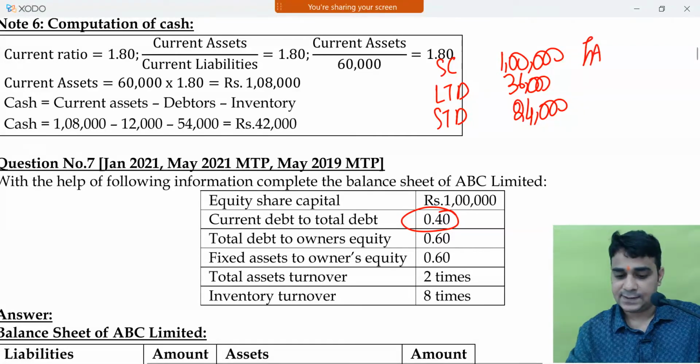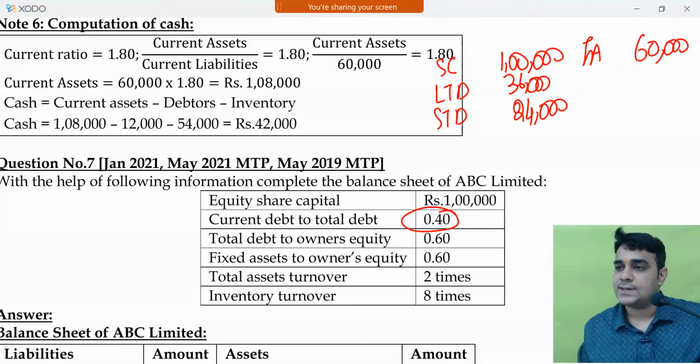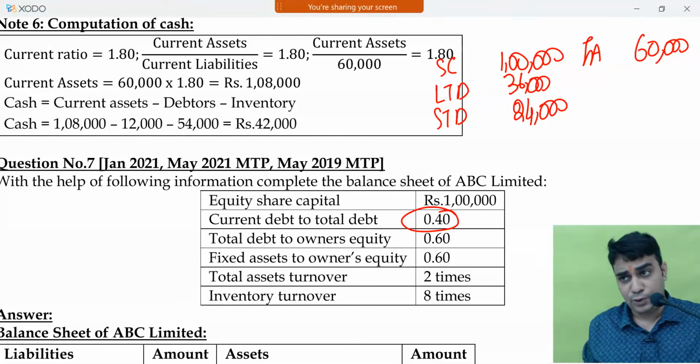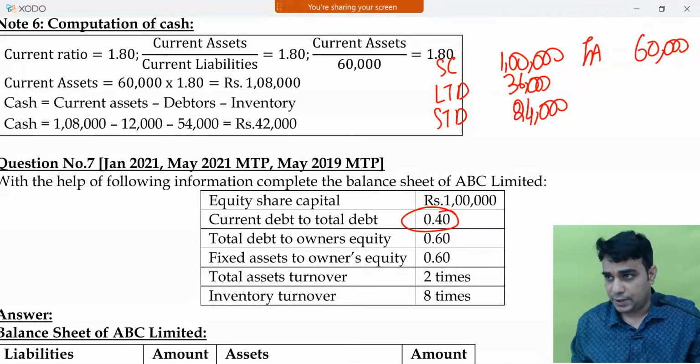Fixed asset is 0.6 of owner's equity, which is 60,000. And now I have total asset turnover and inventory turnover. Those are the only two ratios pending.